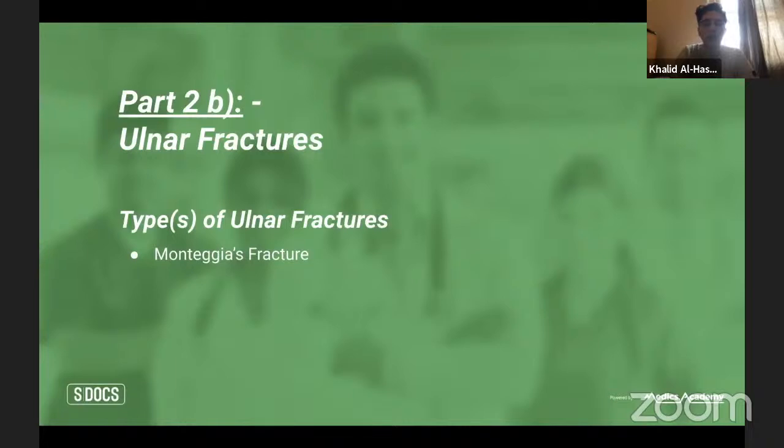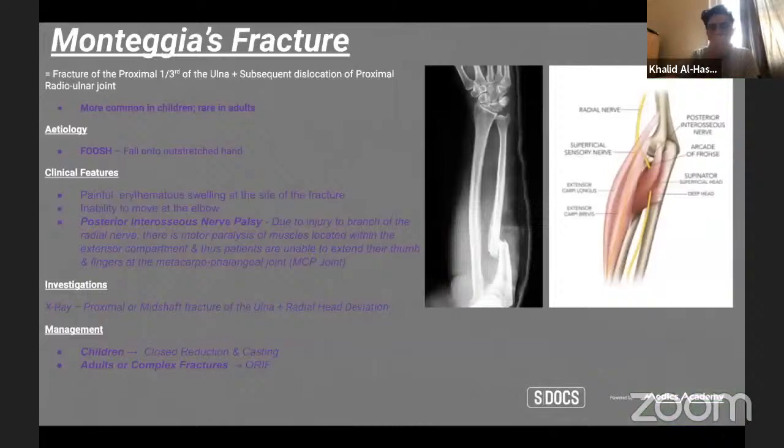Ulnar fractures. This too is also an interesting fracture, similar to a Galeazzi fracture. And what I'd recommend is that you learn the differentiation between the two, as there are some similarities in terms of the complications that you may want to remember just for exams. So Monteggia's fracture is the most important one to remember. A Monteggia fracture is a proximal 1/3 of the ulnar fracture with subsequent dislocation of the proximal radio-ulnar joint. This is more common in children. So this is brought about again by a fall.